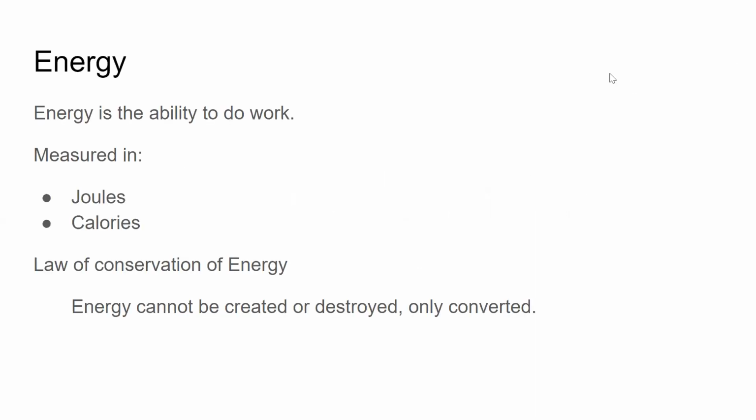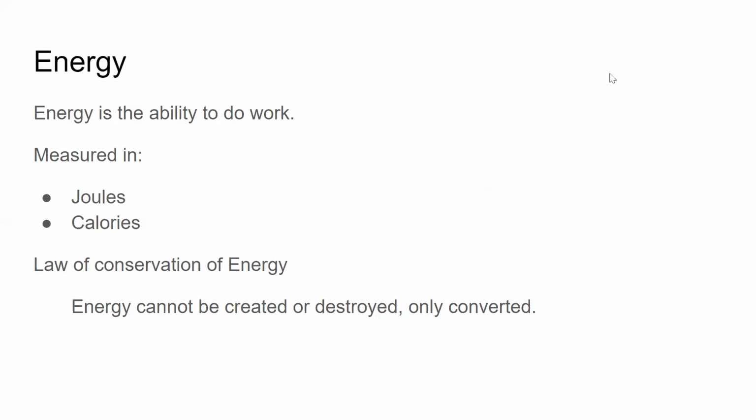So let's review energy. Energy really is the ability to do work. That's the definition of energy. It's measured in joules or calories. The conversion is 4.13 joules per calorie, though typically we will look at joules as kilojoules, and calories could be kilocalories as well.